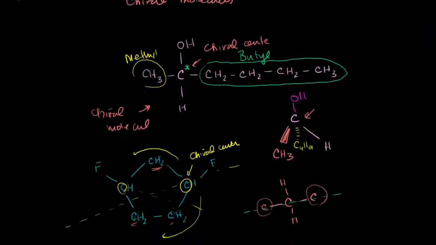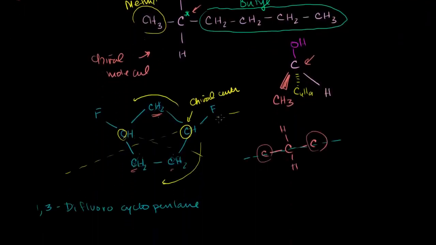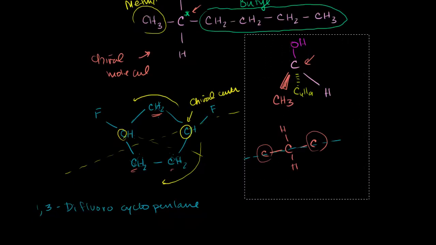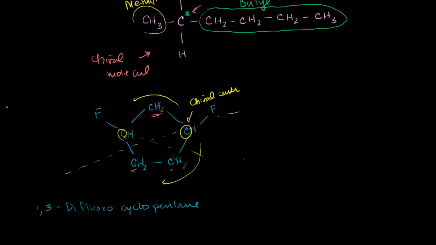Now, the next question is, well, this thing's got 2 chiral centers, 2 chiral carbons. It's probably a chiral molecule. Everything else we've seen so far, if you had a chiral center, you had a chiral molecule. But let's take its mirror image. To take its mirror image, let me clear out some real estate over here. So what's the mirror image going to look like?